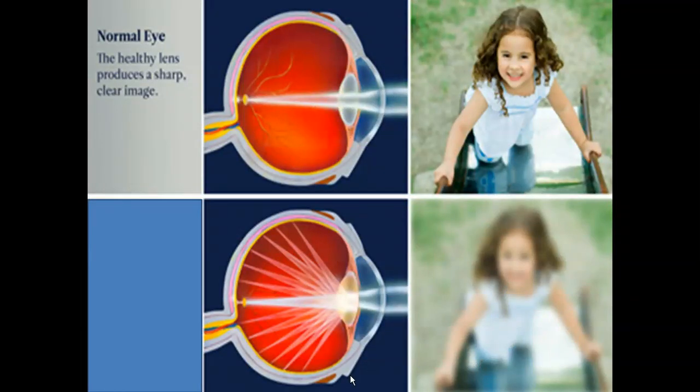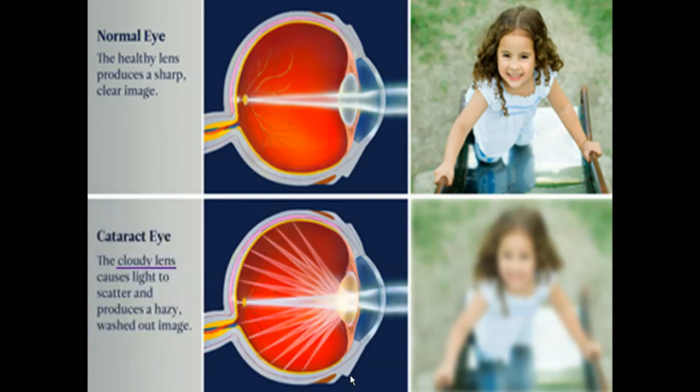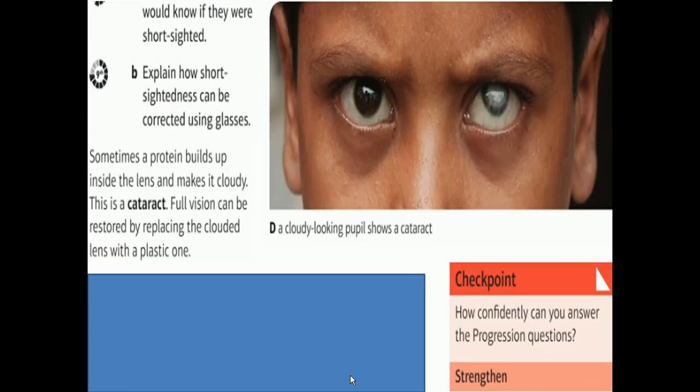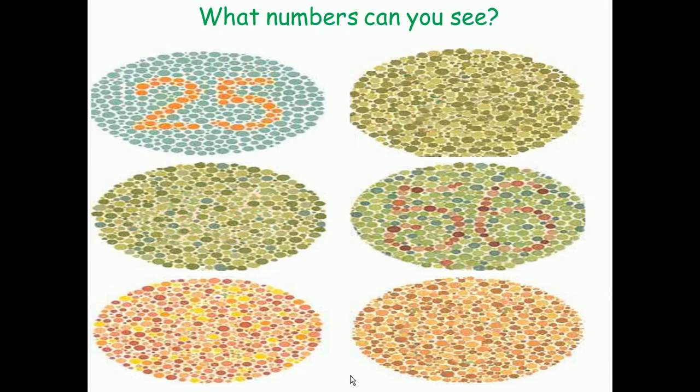Now there are other issues with the eye you also need to know. So for instance, the bottom picture is not caused by either short-sightedness or long-sightedness, it is because these light rays are being scattered, and that is caused by a cloudy lens. And this happens to people who have cataracts. So cataracts is caused by having a cloudy lens that scatters the light rays.